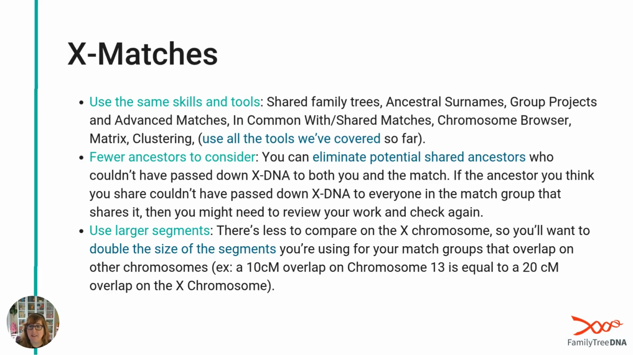You're going to use the same skills you did for regular matches to analyze your X matches. The list of potential ancestors you could share is going to be smaller. And because there's less DNA to compare on the X chromosome than on the other chromosomes, you're going to want to look at larger segments than you were using previously. FamilyTreeDNA has a higher threshold for the amount of shared DNA required to be an X match versus to be a regular match for that reason. So you'll typically want to double the segment size. So if for chromosomes 1 through 22, you're looking at segments of 20 centimorgans or above for normal matches, you'll want to do 40 centimorgans or above for X chromosome segments.